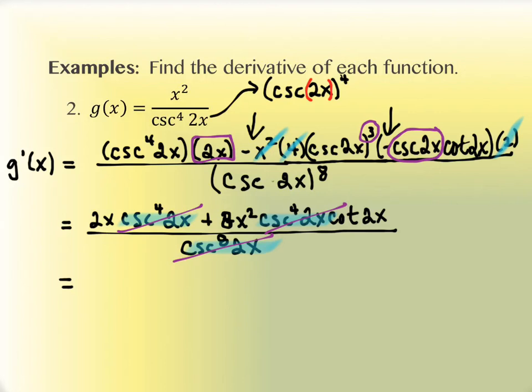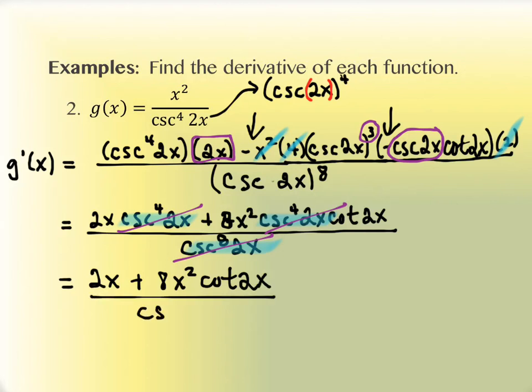So in front now, I've got 2x plus 8x squared cotangent of 2x over cosecant to the fourth of 2x. And then we're done. Any questions on that one? Are you all good with why and how I simplified the cosecant part of it?